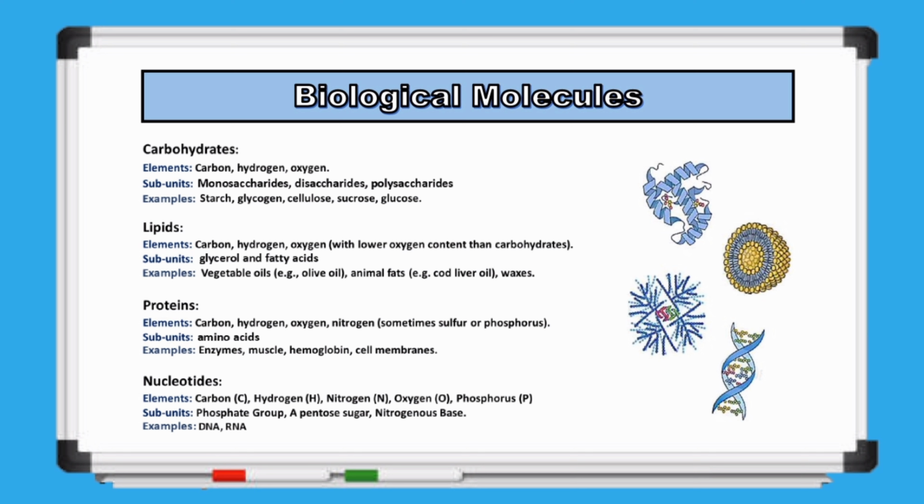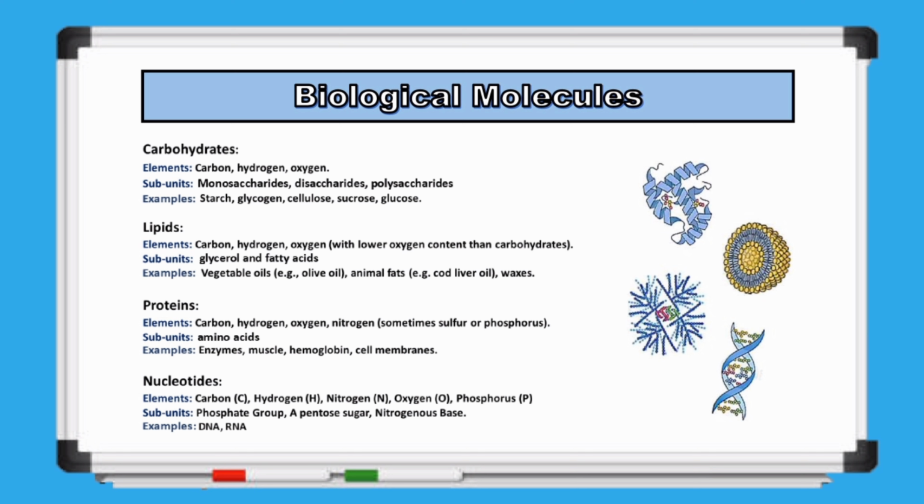Now let's talk about lipids. Like carbs, lipids are made of carbon, hydrogen, and oxygen, but they contain less oxygen. Their building blocks are glycerol and fatty acids. Lipids are vital for long-term energy storage, insulation, and forming the structure of cell membranes. You'll find lipids in things like olive oil, cod liver oil, and natural waxes. One important thing to remember: lipids are hydrophobic, which means they don't mix with water, and that makes them perfect for creating protective barriers in cells.